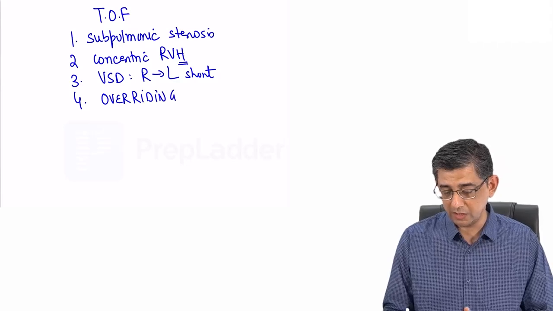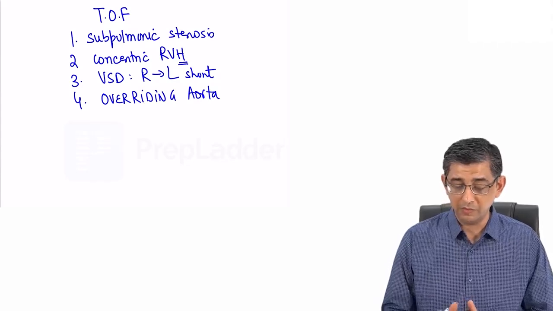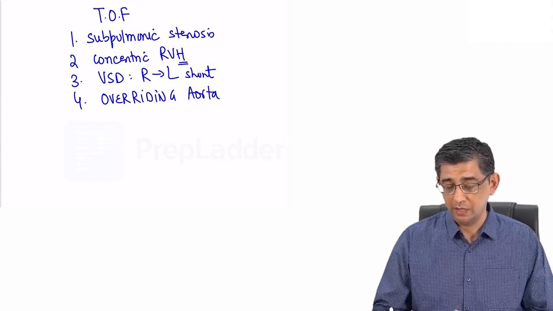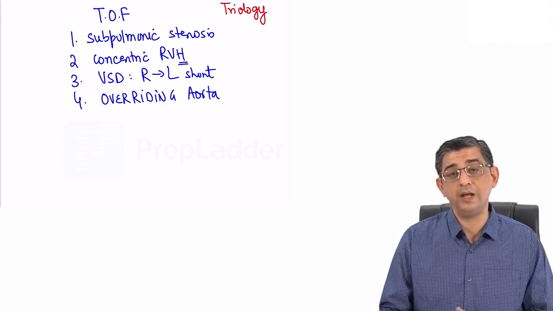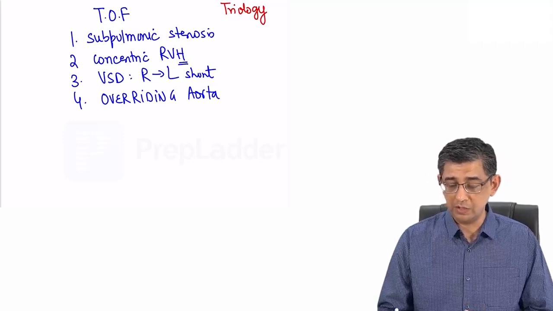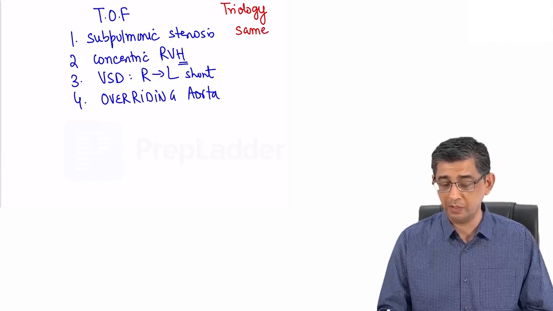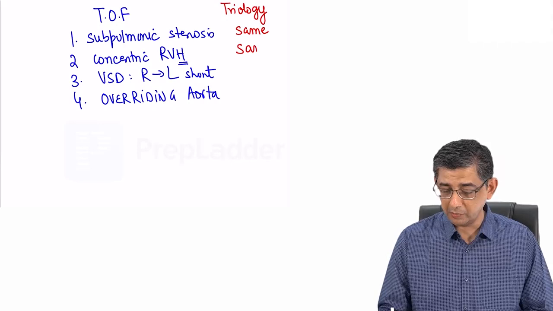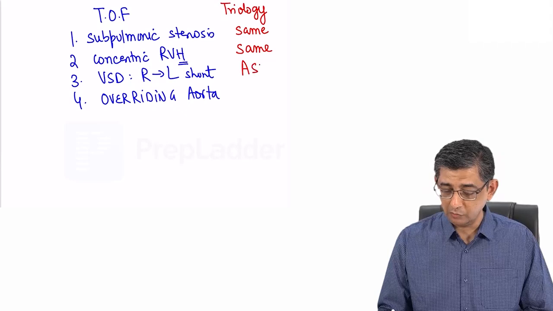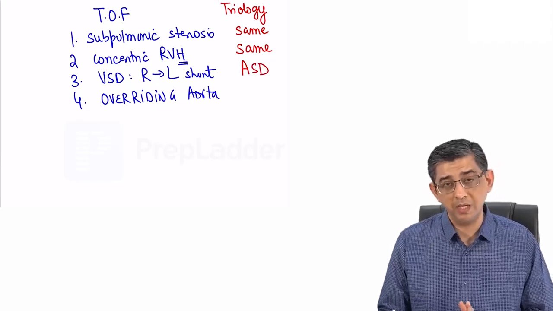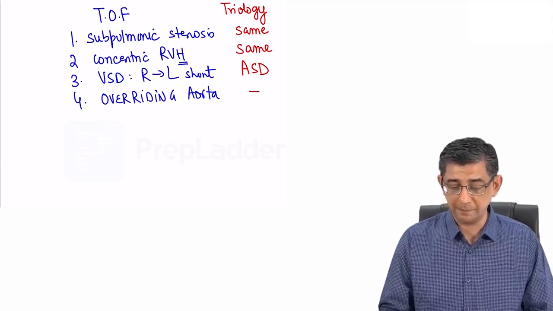I'll draw a sketch highlighting the overriding of the aorta, but at the moment, my main objective of explaining this topic to you is that he might mix up this information with that of trilogy of Fallot and pentalogy. For trilogy, subpulmonic stenosis will still remain the same. It will cause an ejection systolic murmur. Concentric right ventricular hypertrophy will also remain the same, but now the change is coming: there would be no VSD present, it would be ASD present, and obviously because it's a trilogy, there will be no overriding of the aorta.